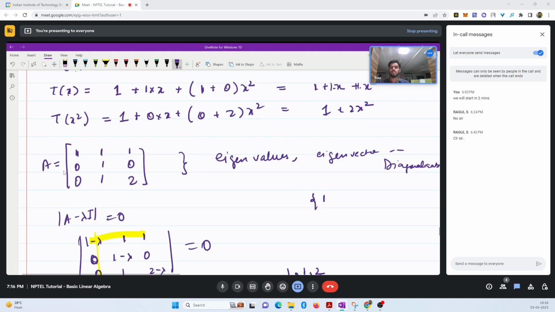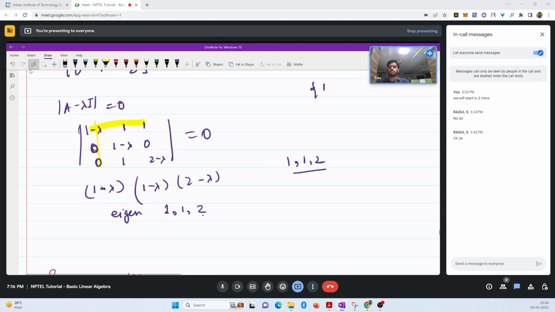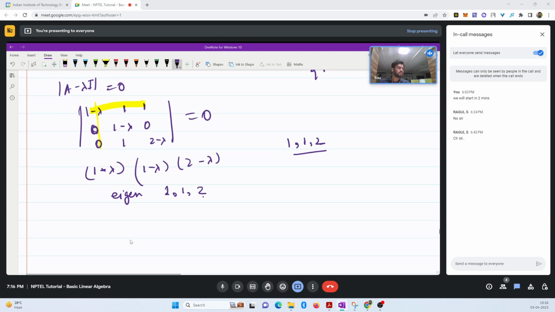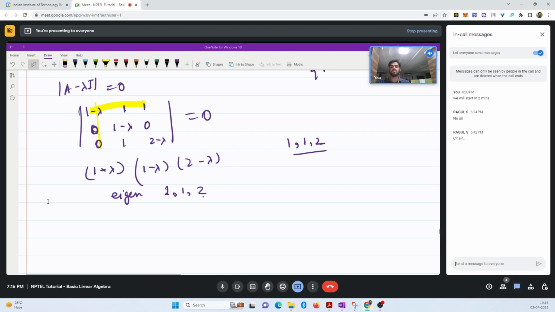ठीक है. ओके सर. ओके, तो अब 2 के लिए सबसे पहले अब आइगन वेक्टर निकाल लेते हैं. We'll find eigenvector corresponding to, I think there is one guy who is not very comfortable with Hindi, so I'll keep going in English. So yeah, so we'll first find corresponding to lambda is equal to 2.